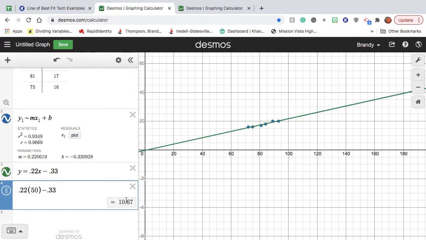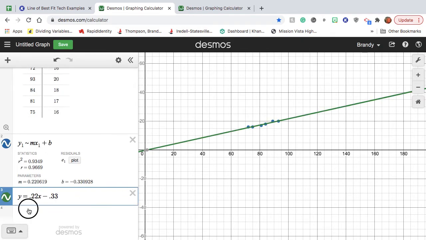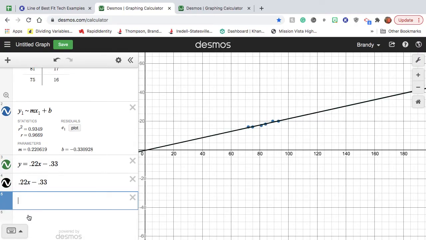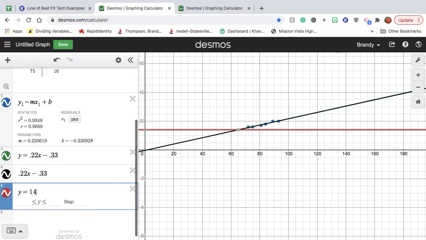Now, what if I want to know the approximate temperature when the bird chirps 14? Well, 14 would be my y, so if I put this in the same way, I'm going to change this back. We'll get rid of this here. Well, if I have my 0.22x minus 0.33, notice I'm not putting the y. And then over here I put my y equals, and I do 14.